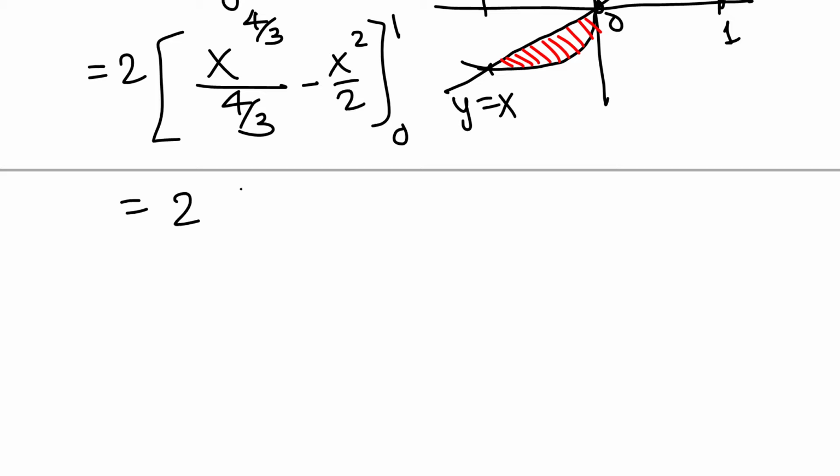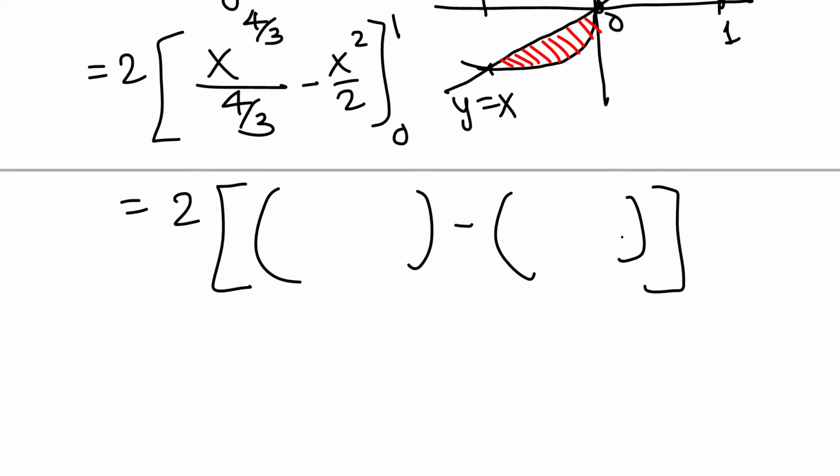So 2 is already outside. Now for the upper limit, replace x by 1, minus replace x by 0. Replacing x by 1, 1 raised to 4/3 is 1. 1 over 4/3 is in fact 3/4 if you bring it to the front, minus 1 squared over 2, which is 1/2. That's the upper limit part. Now 0 raised to a number is 0, so this is 0 minus 0. No contribution from there.